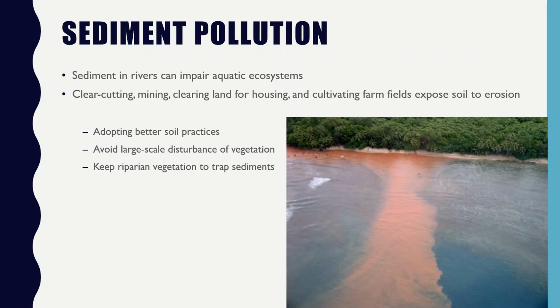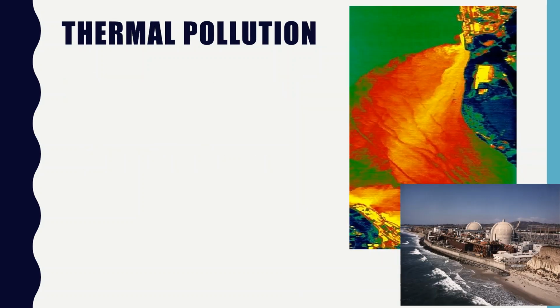And then also thermal pollution. So this is a picture of San Onofre, which is no longer operating. But thermal pollution is water that is too warm or too cold. And so when I talked about that non-consumptive use of water before, if you take water in to cool something and then you release it back out at a higher temperature, you can have a lot of problems there. Warmer water holds less oxygen.